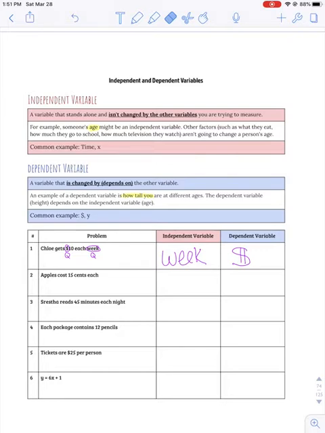All right, see if you could try number 2. Find your quantities, put one in independent variable, put one in dependent variable. Pause the video if you want some time to think.